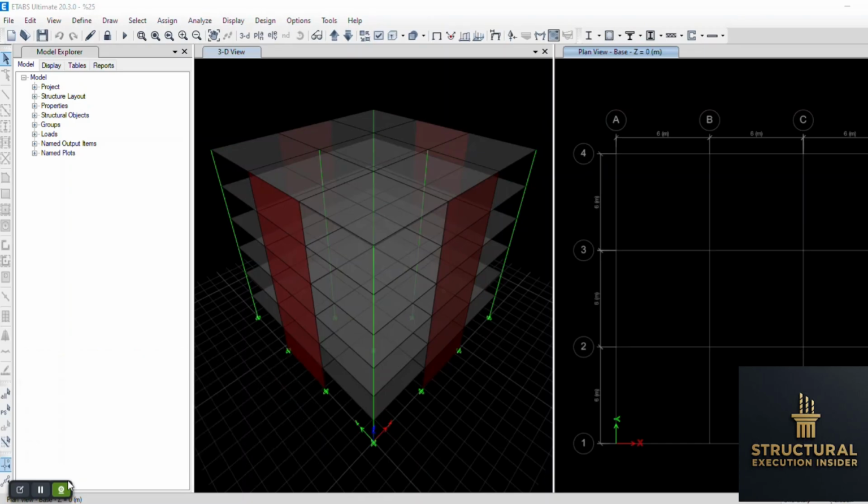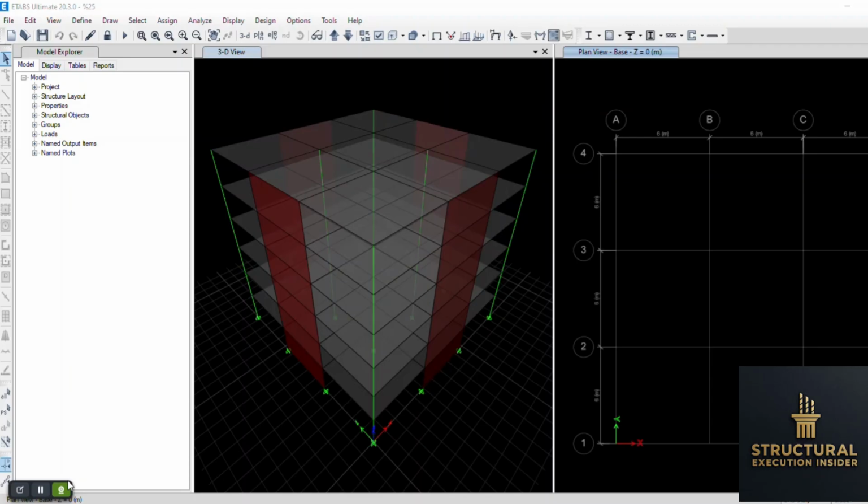For example, removing walls completely may affect stiffness distribution. Cracked section modifiers may unintentionally change vertical behavior, and simplified approaches may distort force transfer paths. So in this tutorial, I want to show a cleaner and more stable alternative method. A method that keeps gravity behavior, diaphragm action, and realistic structural interaction while removing wall participation only from lateral resistance.